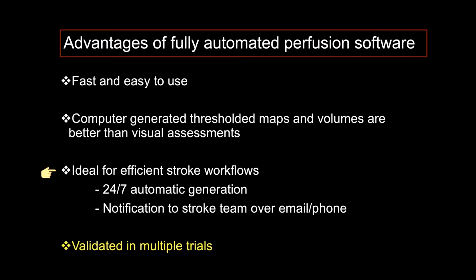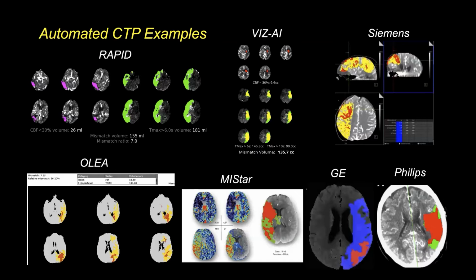24/7 automatic generation means efficient workflows, and these notifications happen over email, phone. Very importantly, the reason why we are using perfusion softwares in our clinical practice was that this was validated in multiple trials. We also know that there are multiple automated CTP examples, and multiple companies are actually coming up with their products. So depending on what you are using, and we will get into this later, it's really important to be comfortable and knowledgeable about your own software.